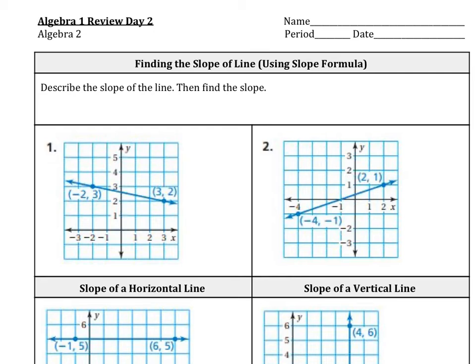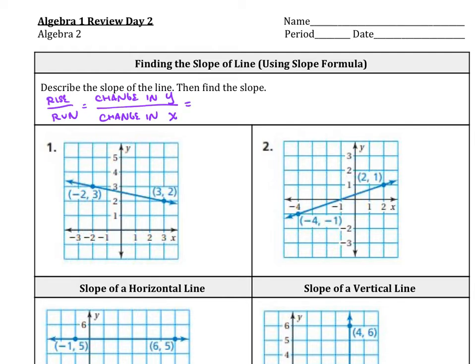Now let's take a look at finding the slope of a line. So first, let's describe the slope of the line. And so what that is, just to define what slope is, we can say that it is rise over run, which is the same thing as the change in the y over change in x.